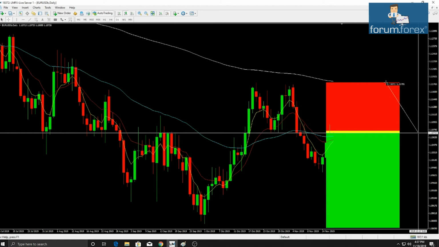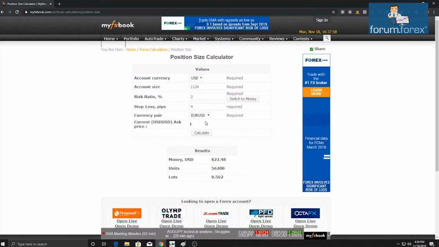So when I do that, what does that number read? It reads 1072. So at this point in time, you have to get rid of the last number out of those four numbers. 1072, get rid of the last number, you get rid of the 2, you're left with 107. That means your risk is 107 pips. So now all you have to do is move over to your risk calculator. Again, account size is 1,124, risk is 2%, stop loss is 107. So now we put 107, and at this point in time, look what happens.